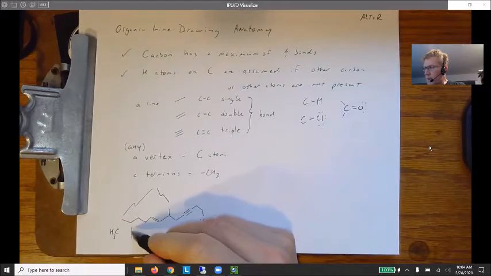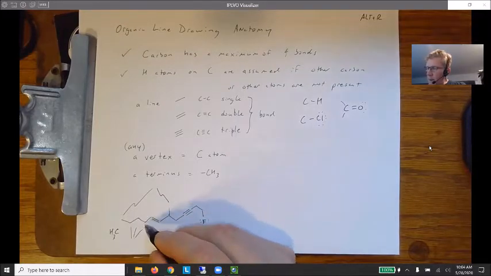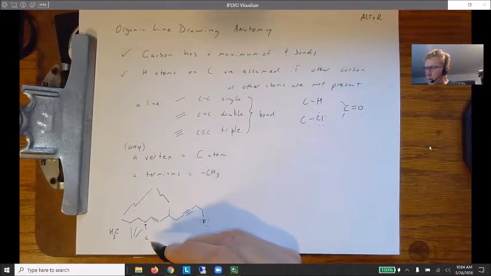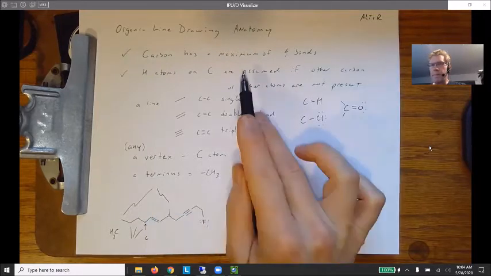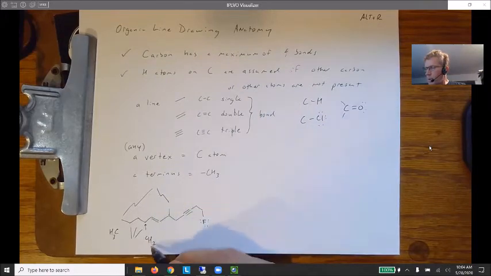Now each vertex here is going to represent a carbon atom, and for instance on this point right here we'll have a carbon. It's attached to 2 other carbons by single bonds, and therefore to make up 4 bonds we are going to have to add 2 hydrogens. So we have these methylene groups at these vertices.